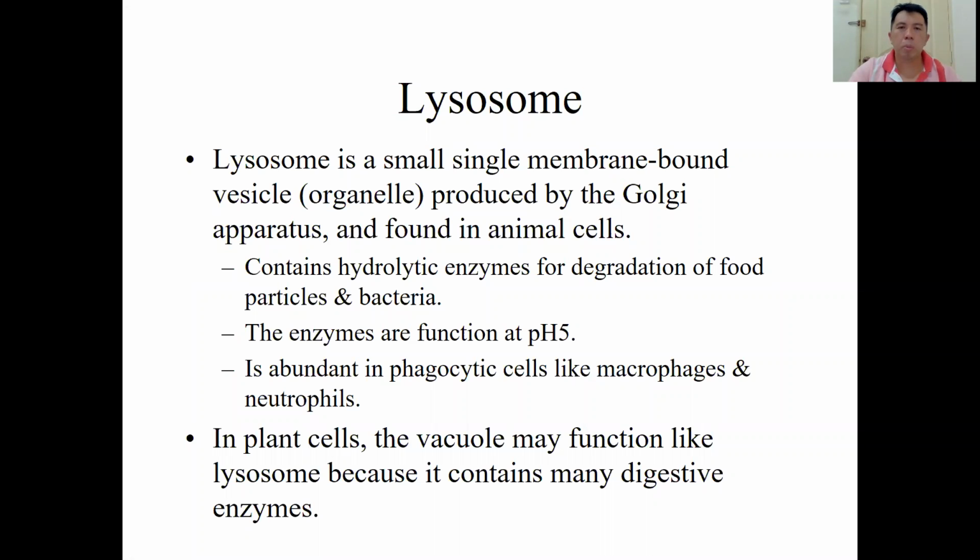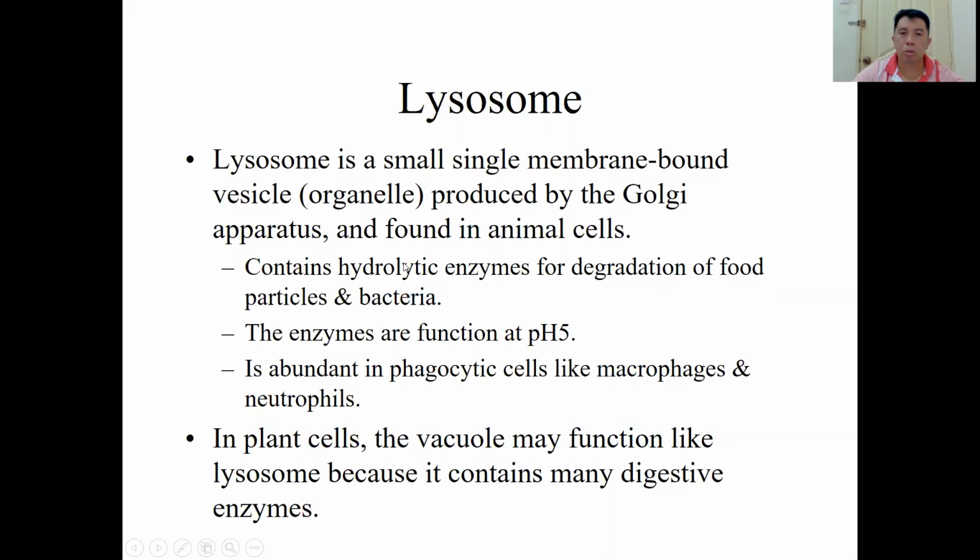Lysosome is a small single membrane-bound vesicle, which is an organelle. This organelle has a single membrane. This lysosome is produced by the Golgi apparatus and found in animal cells. That means plant cells have no lysosome. It contains hydrolytic enzymes for degradation of food particles and bacteria.